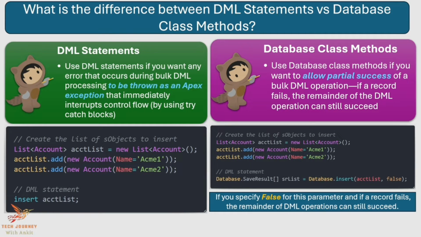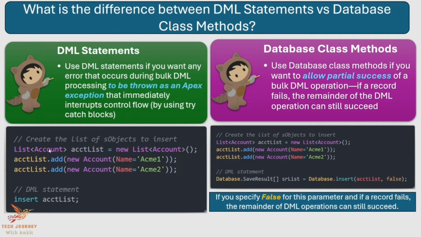In contrast, we have the database class method. In the database class method, you can allow partial success. For example, you are performing the operation on 1000 records, but out of 1000 records, there are a few bad records. What you want is that the bad records should be ignored and the good records should progress. Then you will go for the database class method. The database class method gives you one additional parameter with the help of which you can define whether partial success should be allowed or not.